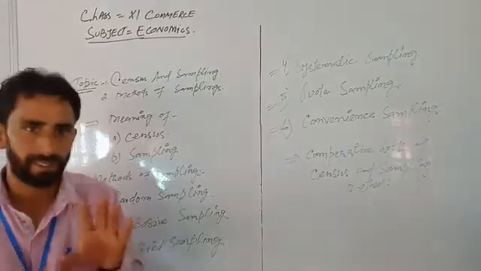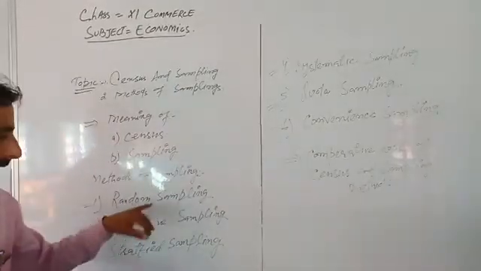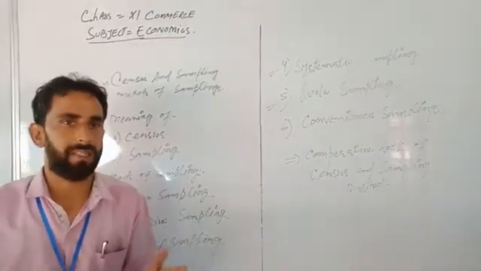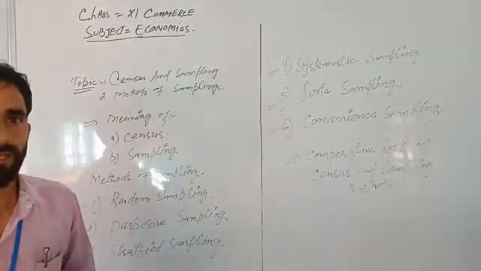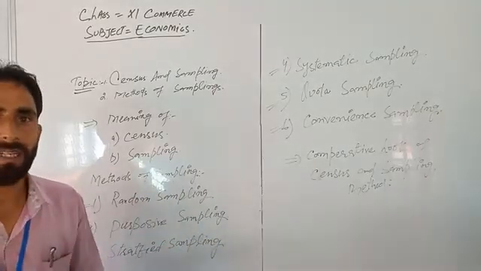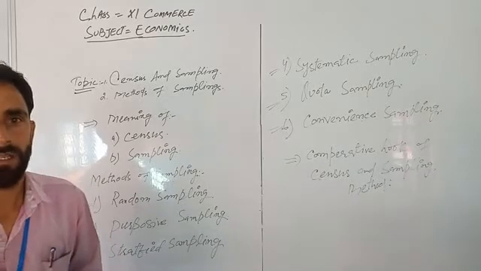Like random sampling, where all the items get equal chances. Then another one is stratified. Stratified means strata, and strata means groups. It means we are dividing our data into different groups.